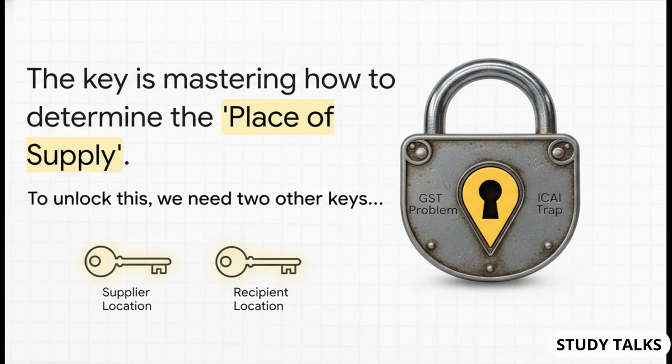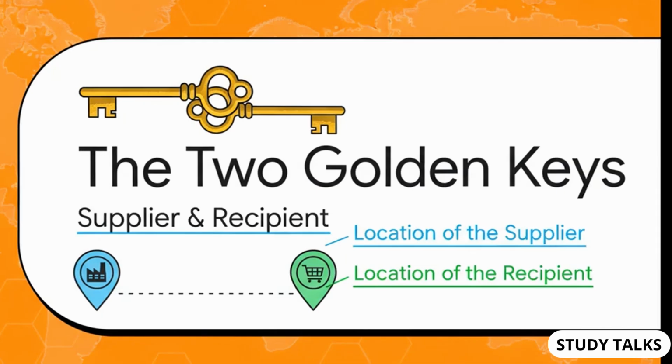So, the question is, how do we solve our little mystery and sidestep this classic exam trap? Well, the answer, the master key to unlocking all of this, is figuring out the place of supply. And to get that key, we first need to find two other golden keys. And here they are, the two golden keys: location of the supplier and location of the recipient. Now listen, you cannot just skim these definitions. You have to know them inside and out. They are literally the foundation for everything else. So let's break them down.